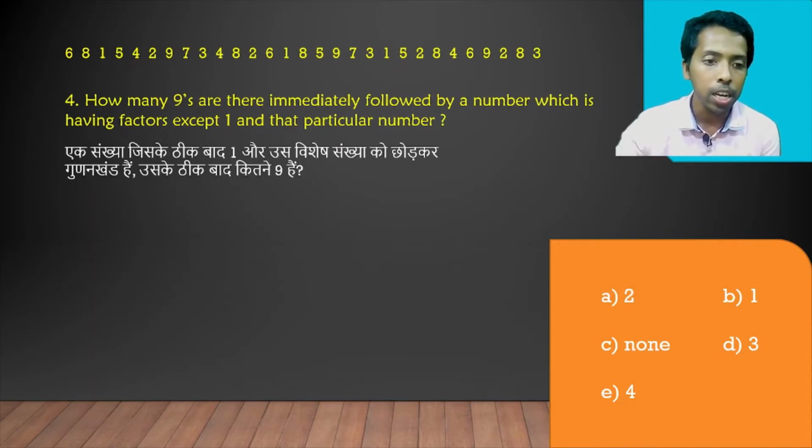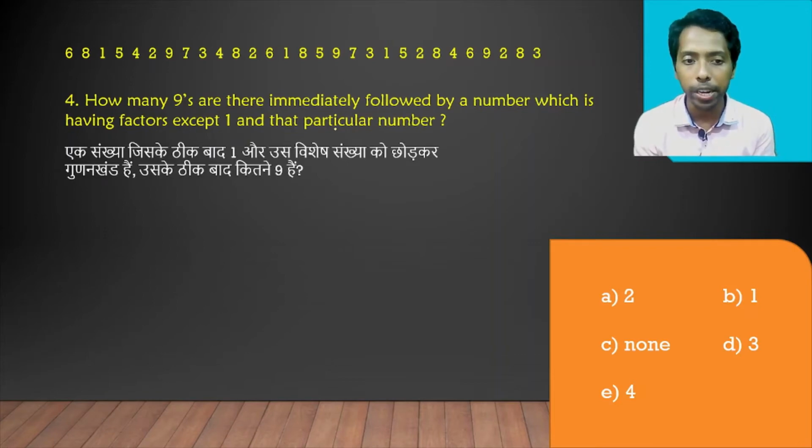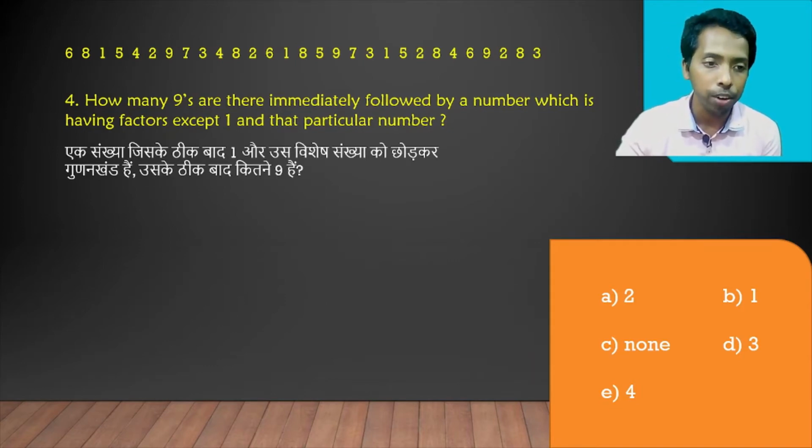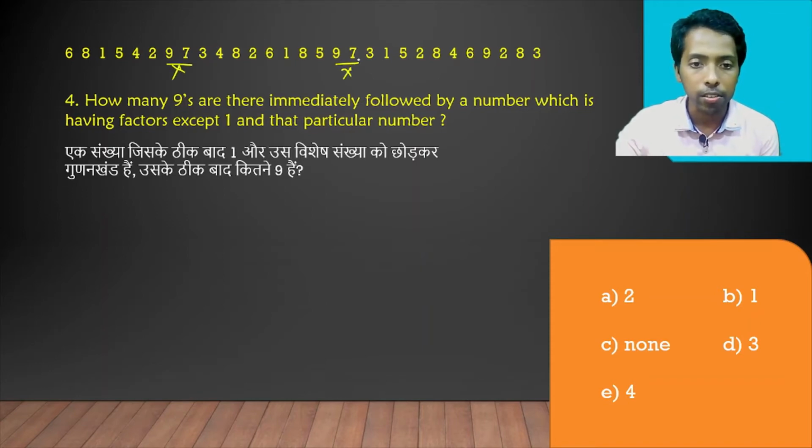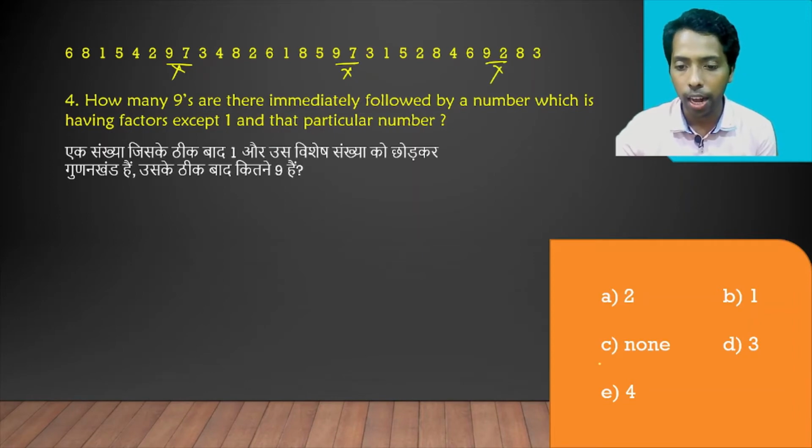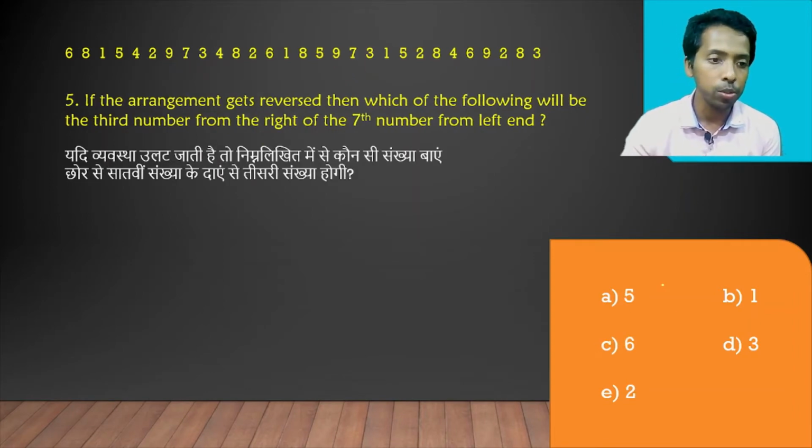Moving to question number 4. How many 9s are there immediately followed by a number which has factors except one and that particular number? This is quite tricky in the form it is given. Simply it means you have to check how many 9s are immediately followed by a number which is even, or even if it's odd, has some factor except that particular number and 1. Now first find the 9s here. This is 1, but this is followed by 7. So this is not the answer. This is cross here. Again 9 9 7, this is cross. 9 2, this is again cross. So none is the answer. Option C. Understood?